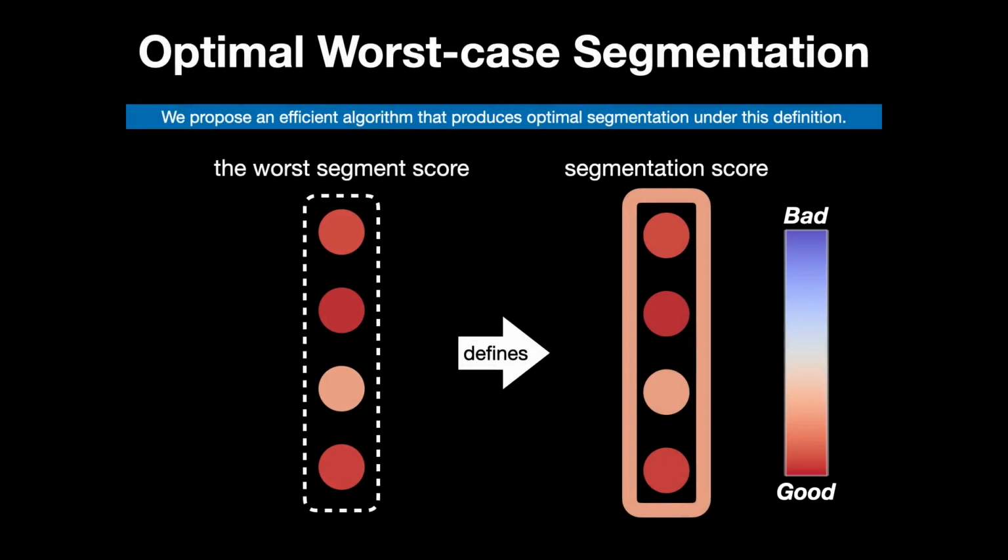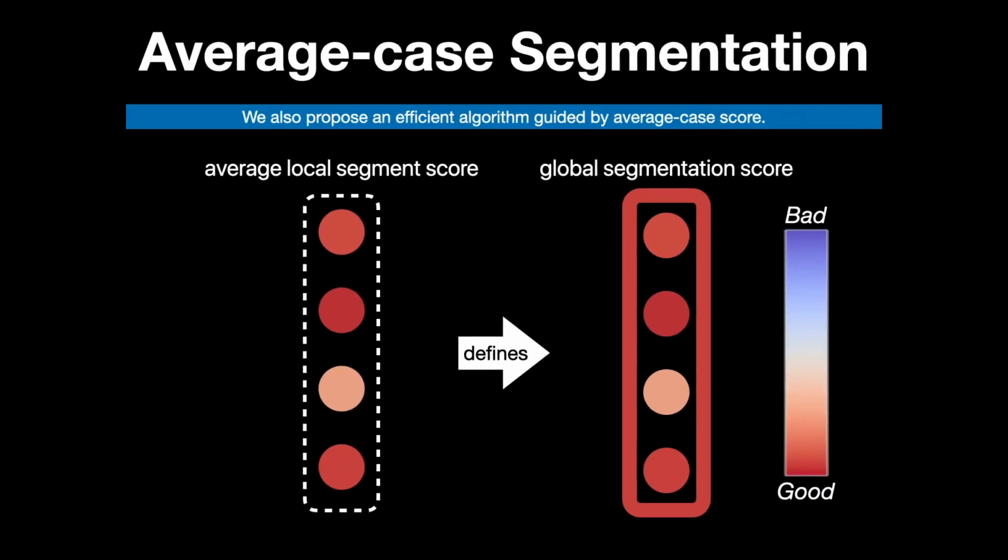It turns out if we score a segmentation by the lowest objectness score among its local segments, there exists a greedy algorithm that is guaranteed to return the optimal worst-case segmentation within linear time. We also propose an efficient algorithm guided by average objectness score. Here we define a segmentation score by the average objectness score among all of its local segments.